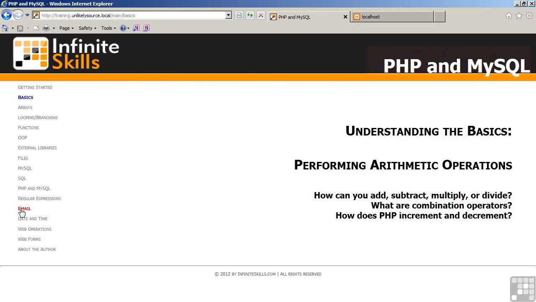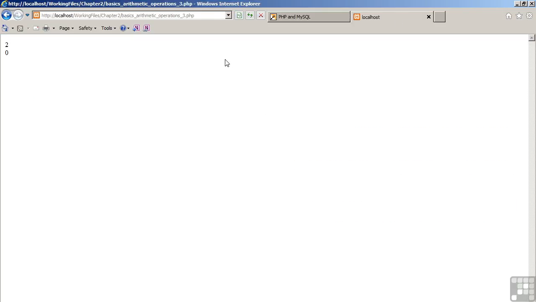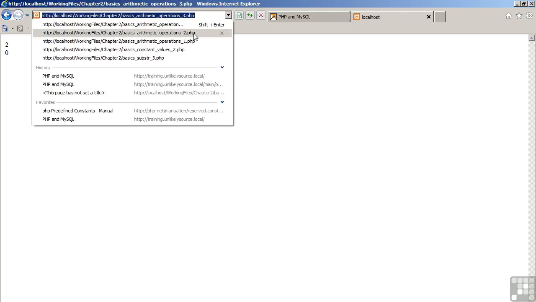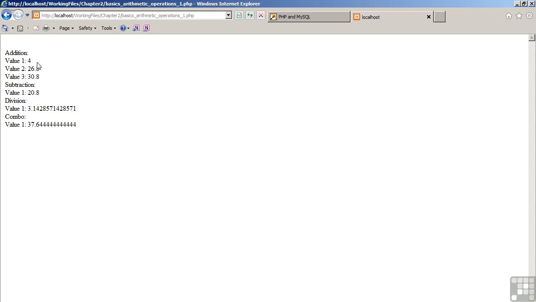Moving over to our browser, let's have a look at the output from the first code example. So we see 2 plus 2 gives us 4. We add the two values together. We perform a subtraction. The division is demonstrated here, which in fact is the value of pi. And finally, the combination operation is shown last. Let's now have a look at combination operators.